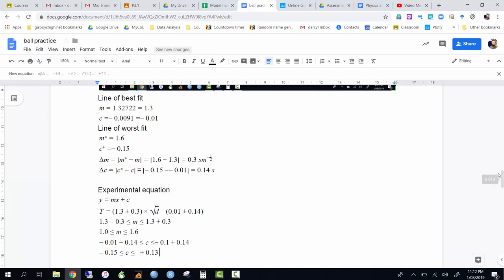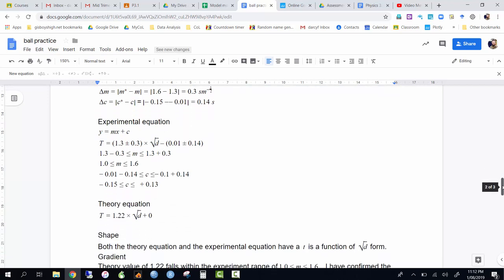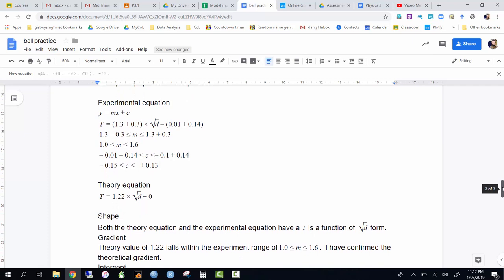Now, what does that say about the theory equation? We already talked about the shape. It's a square root shape, and I've written this out already because my typing is slow. So our theory gradient is 1.22. That does fall within our experimental gradient range of 1.0 up to 1.6. So we've confirmed the theory gradient.